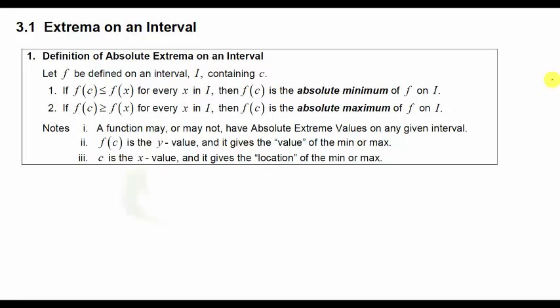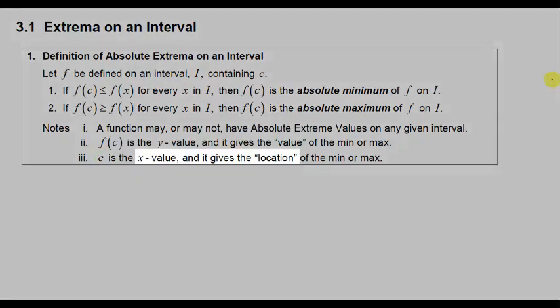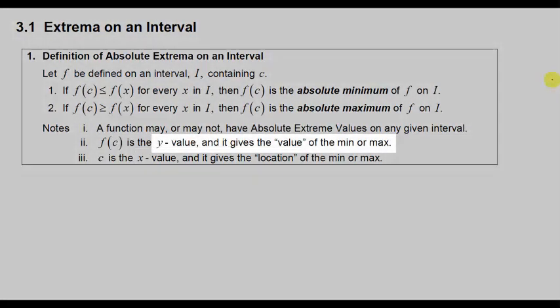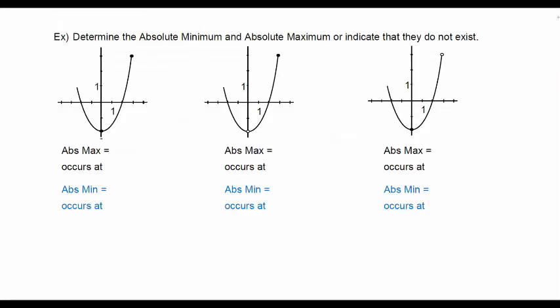So you must first find the x where it's happening, and then you actually have to plug it in to find the actual maximum or actual minimum. So that will be the y value. So read the problem carefully, whether they're asking where it's happening or what the maximum or minimum is. Determine the absolute minimum or absolute maximum or indicate that they do not exist. So if you have it, you say what it is. And if you don't have it, just say does not exist.